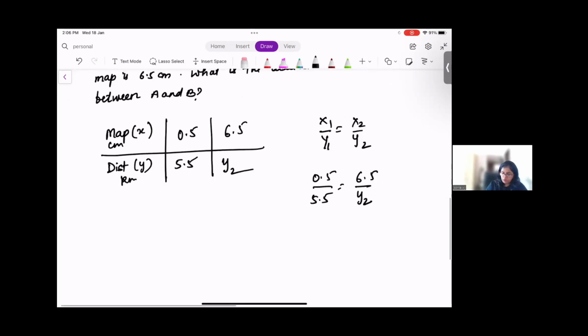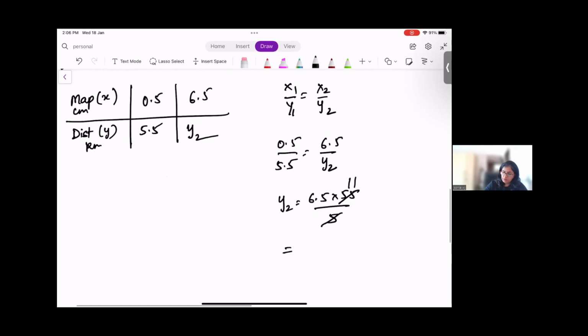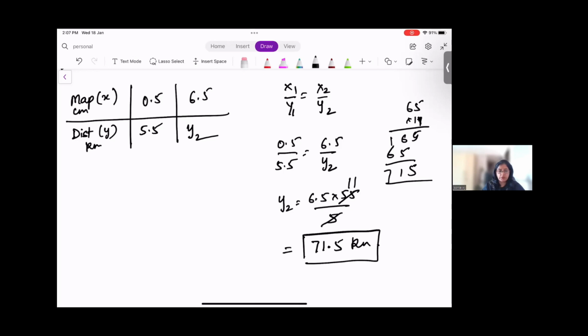Removing the decimals, so we have y2 is equal to 6.5 into 55 upon 5, 11, and then we multiply 65 into 11 will be 715. So 71.5 because there is one decimal here. That means 71.5 kilometers. 6.5 centimeters on the map will mean 71.5 kilometers in the actual distance between A and B.